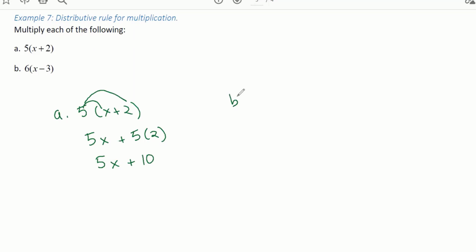Let's try it with B. 6 times x minus 3. We multiply 6 times x and get 6x plus 6 times the minus 3. So 6x minus 18.